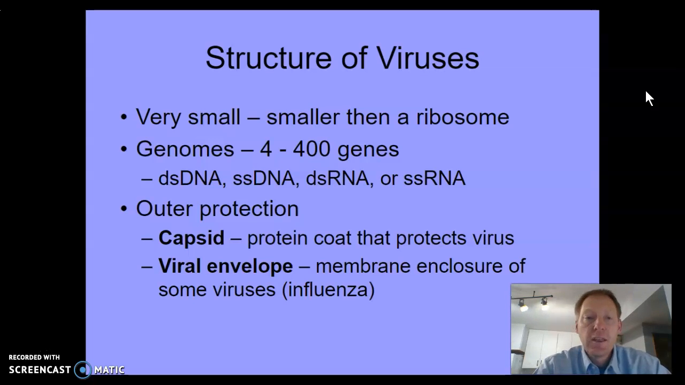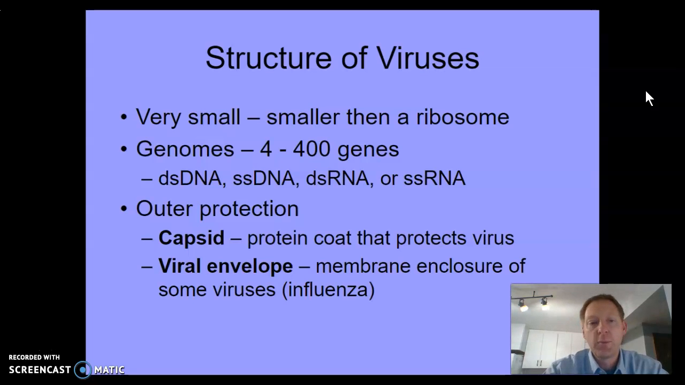So, structure of viruses. They are incredibly small. So, it took a very long time to actually understand their existence because no one could actually get any images of them until the middle of the 20th century. They were very poorly understood. They often are smaller than even a ribosome. They have varying genomes, anywhere from 4 to 400 genes. 400 is a lot. Most of them are much simpler than that.